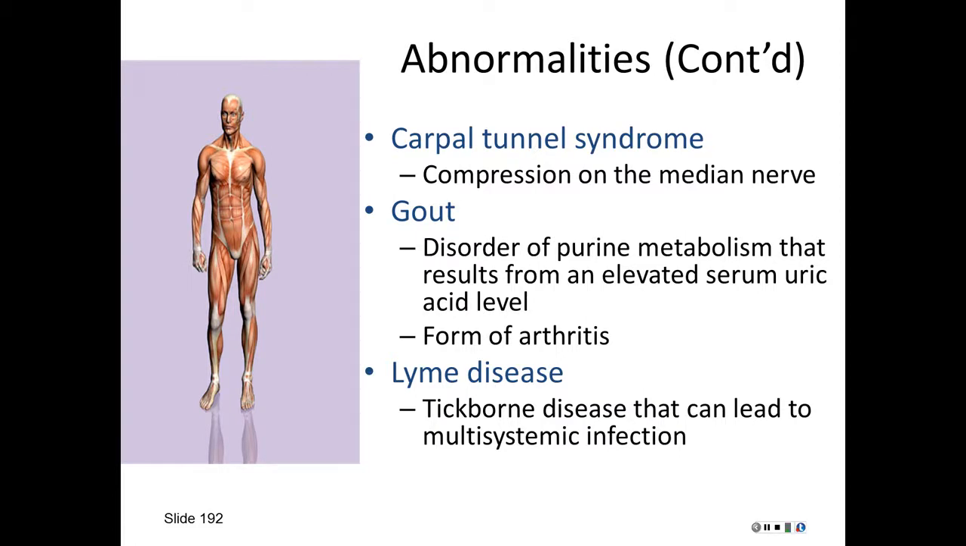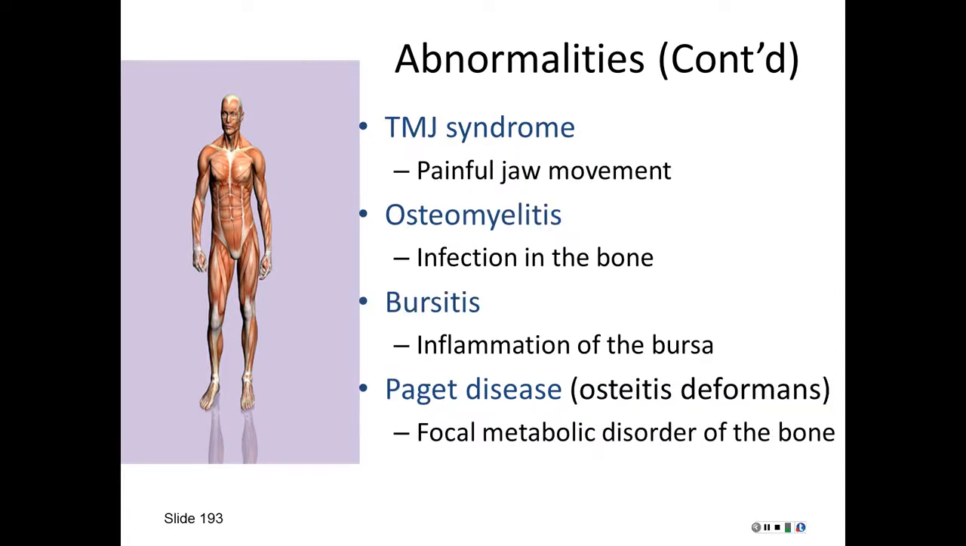Gout is a common painful purine metabolism disorder that results in elevated serum uric acid levels. It's a form of arthritis. Lyme disease is a tick-borne disease that can lead to multi-system infections. TMJ syndrome is a painful jaw movement. Osteomyelitis is infection of the bone. Bursitis is inflammation of the bursa. Paget's disease is a focal metabolic disorder of a bone.